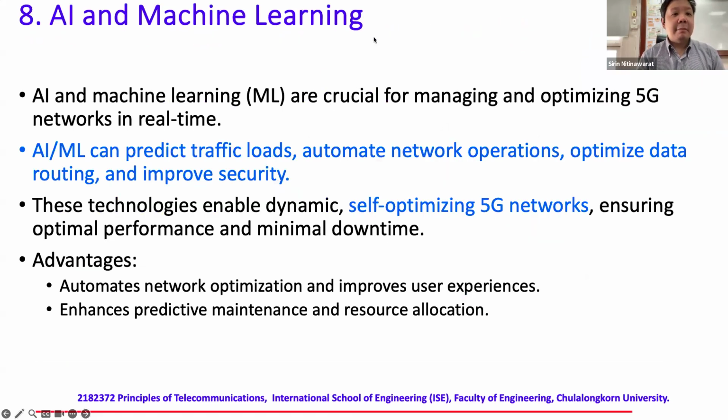Okay, some AI and machine learning techniques are also used in 5G networks to predict loads, automate network operations, optimize data routing, and improve security.